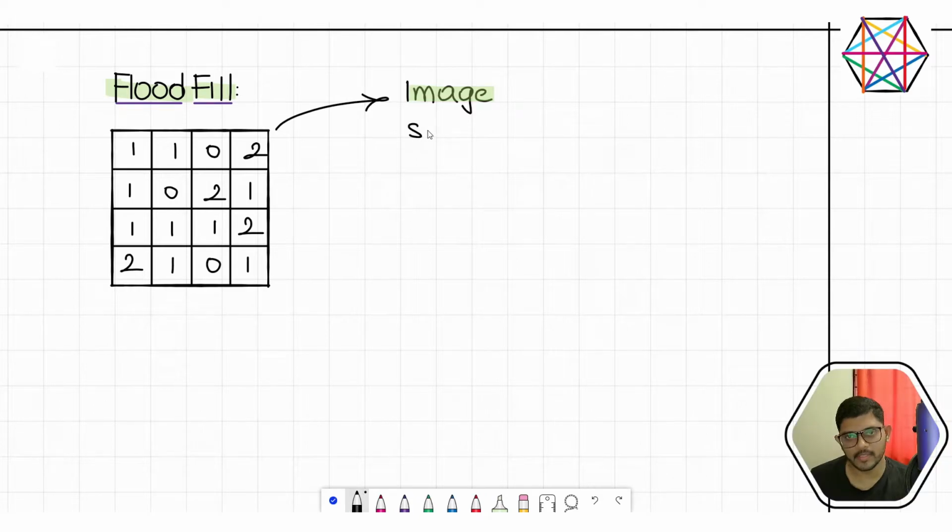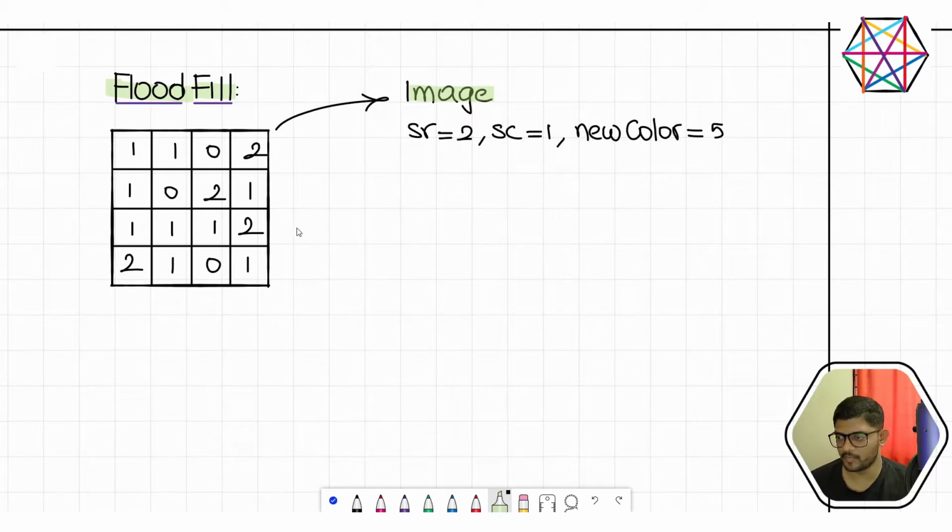Here let SR be 2 and SC be 1 and the new color be say 5. I just chose a number which is not there in this particular grid. It can be 5, 6, anything, doesn't matter. So where is this particular cell? SR is 2 and SC is 1. So it is the second row, 0th row, first row, second row. And SC is 1 means it's the first column, 0th column, first column. So SR comma SC is right here.